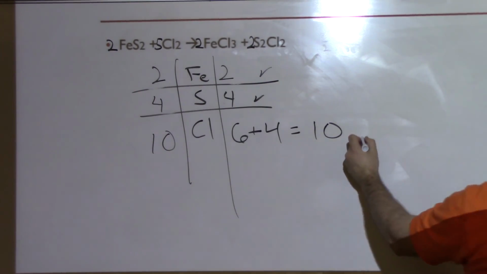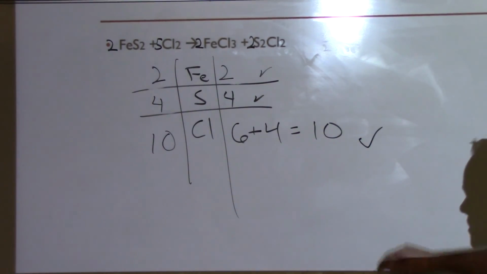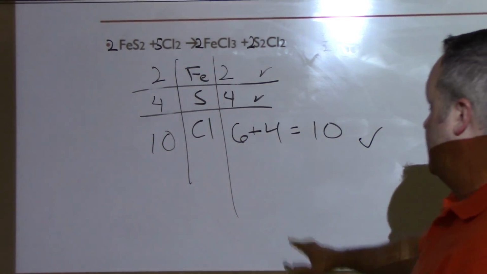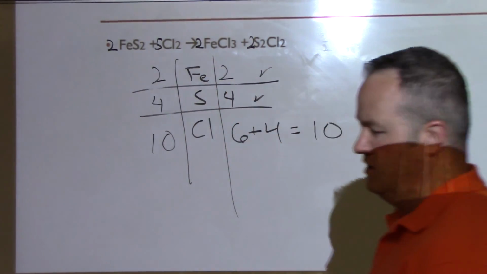So that was a pretty complicated one for 2 reasons. First of all, you had chlorine in 2 different places. And then secondly, you had to use a fractional quantity to solve that.